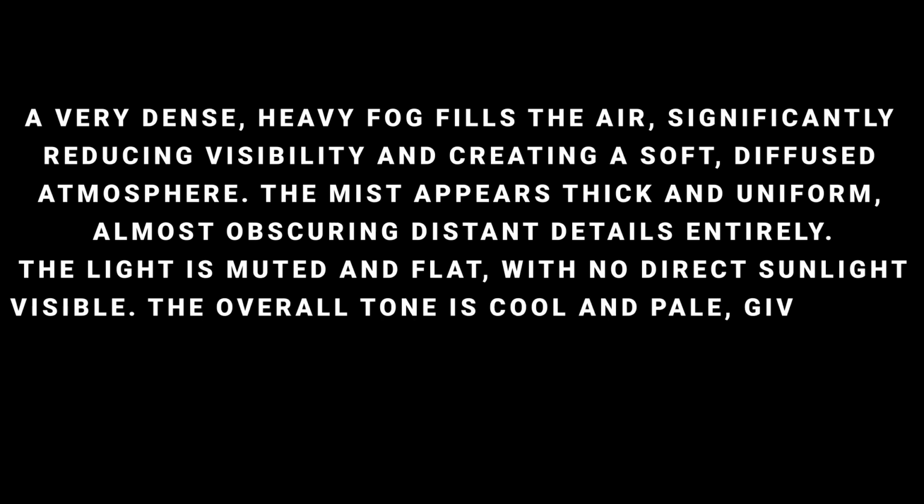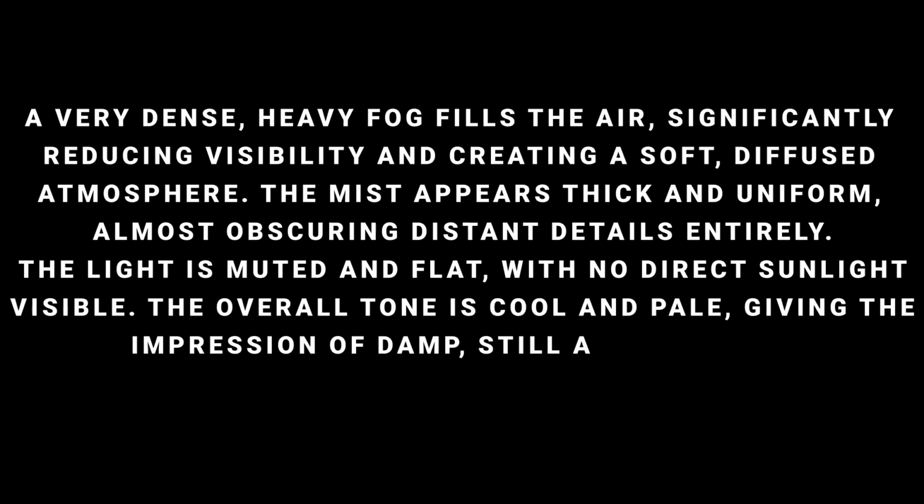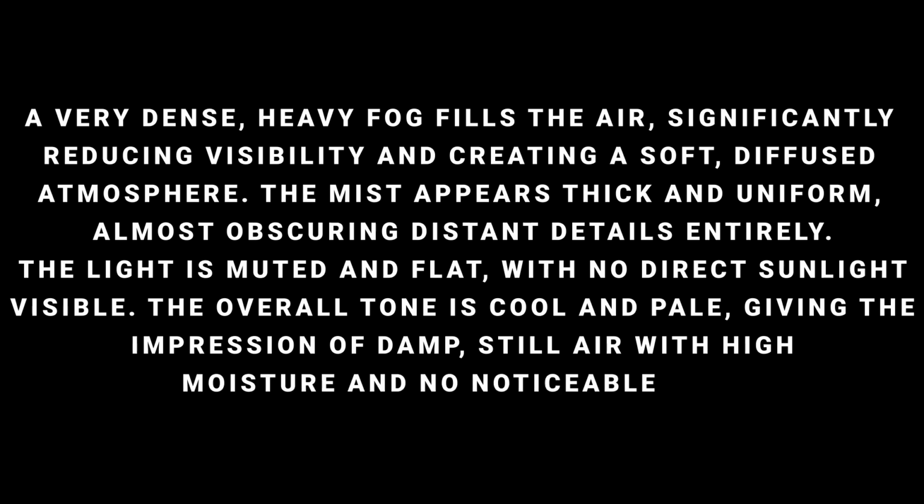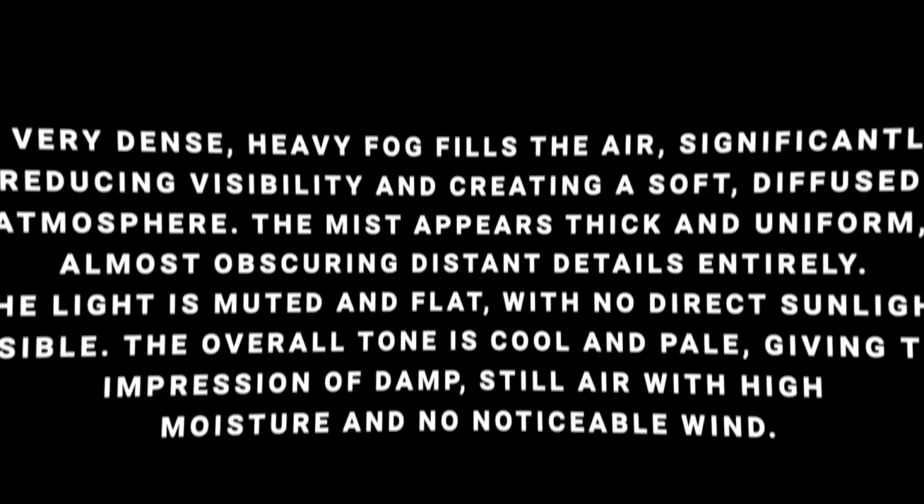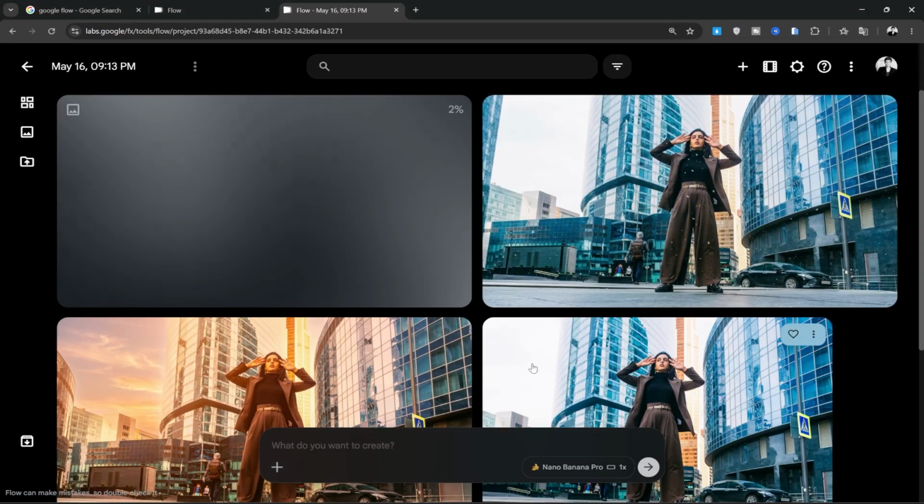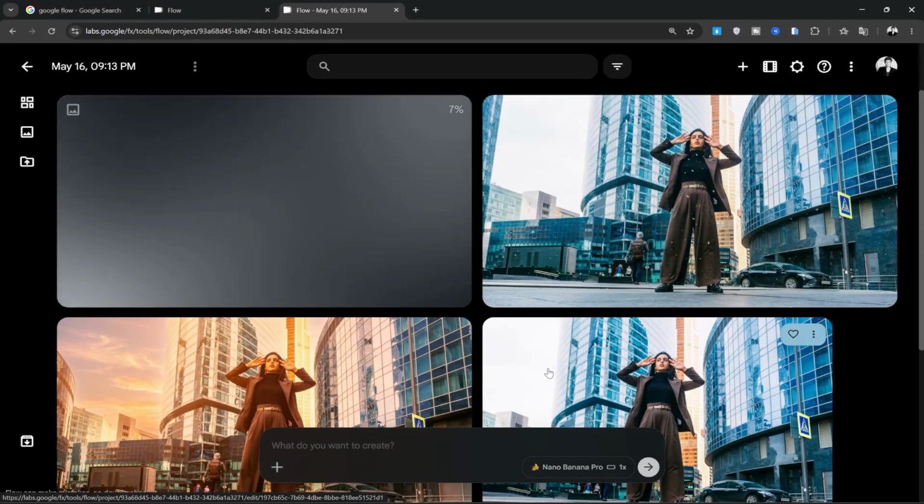A very dense, heavy fog fills the air, significantly reducing visibility and creating a soft, diffused atmosphere. The mist appears thick and uniform, almost obscuring distant details entirely. The light is muted and flat, with no direct sunlight visible. The overall tone is cool and pale, giving the impression of damp, still air with high moisture and no noticeable wind. Now I'll hit Generate and wait for the image to be created again.